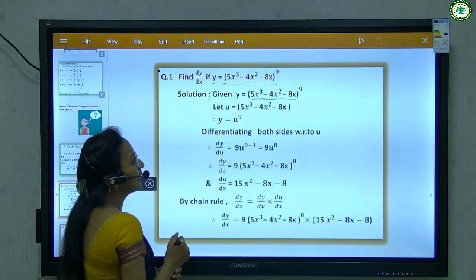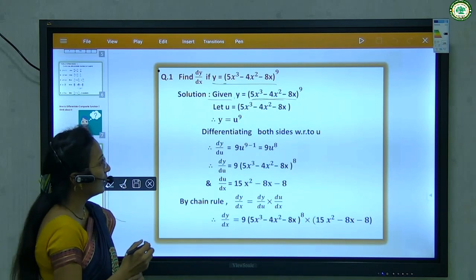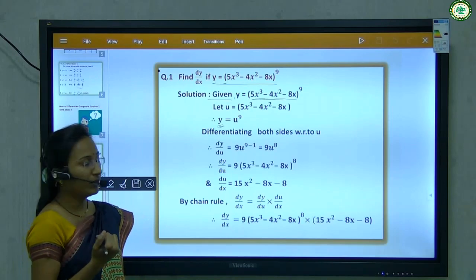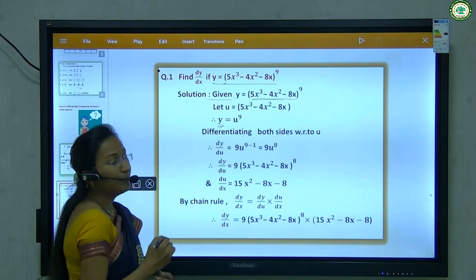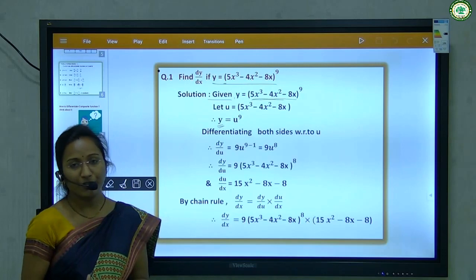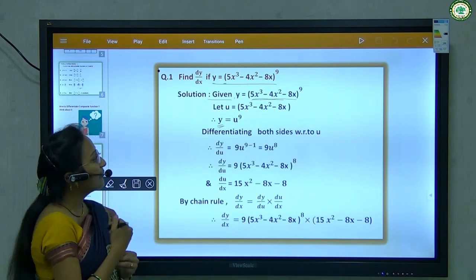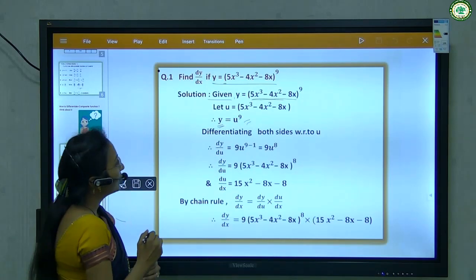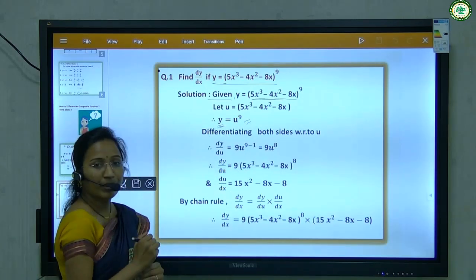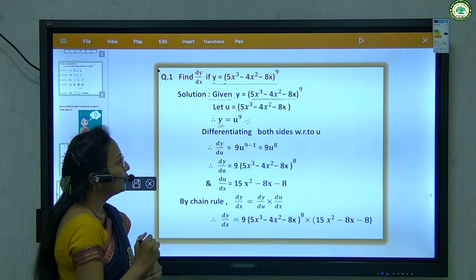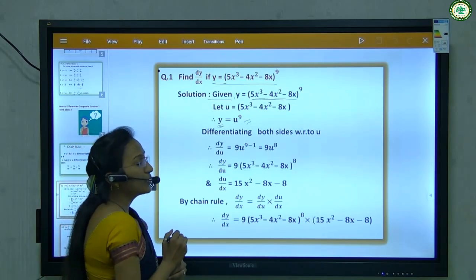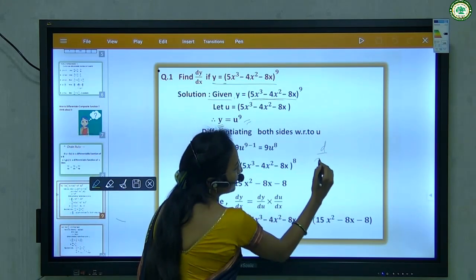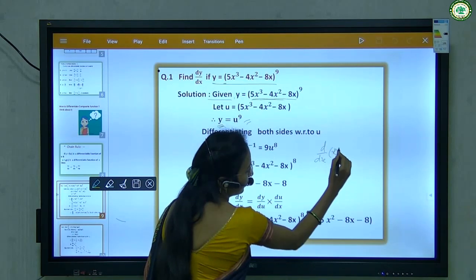Therefore, our y becomes u raised to 9. Now, we see that y is a differentiable function of u. Here, y is equal to u raised to 9 means y is a differentiable function of u. Therefore, I will differentiate both sides with respect to u. Therefore, the derivative of y with respect to u is dy upon du is equal to 9 u raised to 9 minus 1.